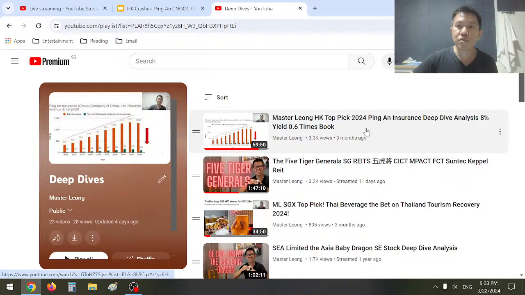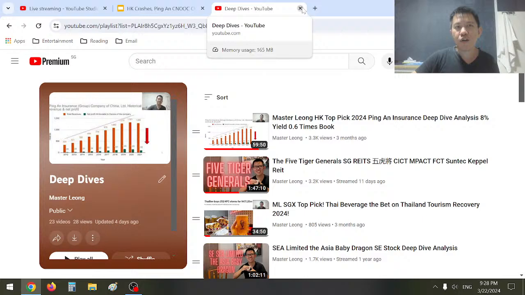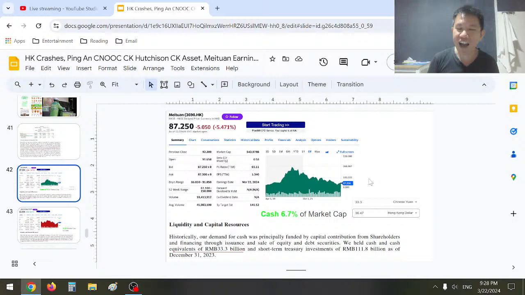I do cover Singapore, but my focus is still more on the Hong Kong market. Well, I think the Hong Kong market is the most undervalued. The Hang Seng Index is only 6 or 7 times earnings. It's too cheap already.